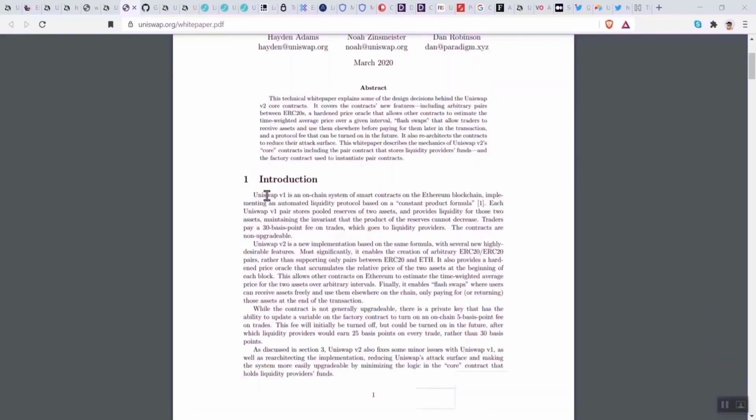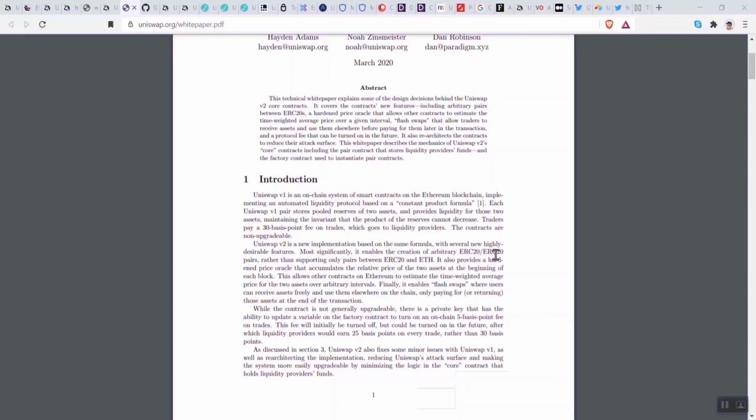It gives a brief spiel of Uniswap version 1, but focusing on the latest one, which is V2. In regards to trading certain cryptos, reading this verbatim: most significantly, it enables the creation of arbitrary ERC20 to ERC20 pairs rather than supporting only pairs between ERC20 and Ethereum. One point in regards to that, the two benefits. When you have a direct pair between two ERC20 tokens, for example, you could have Link and Aave.